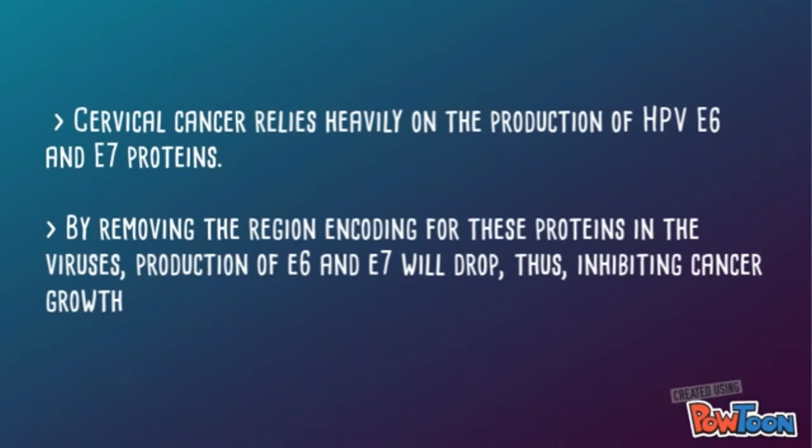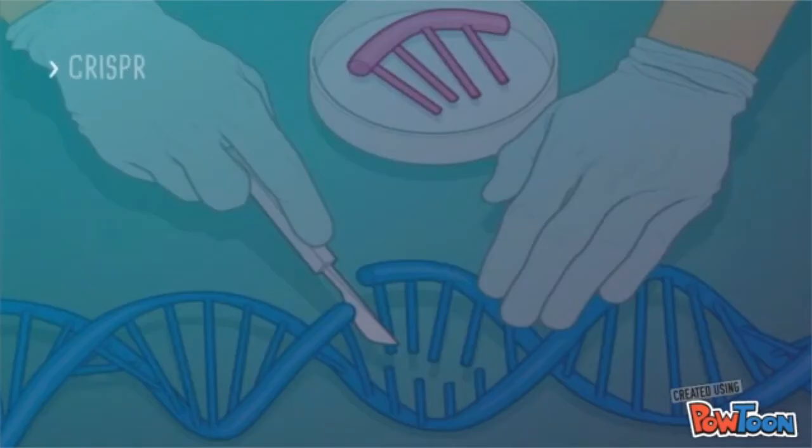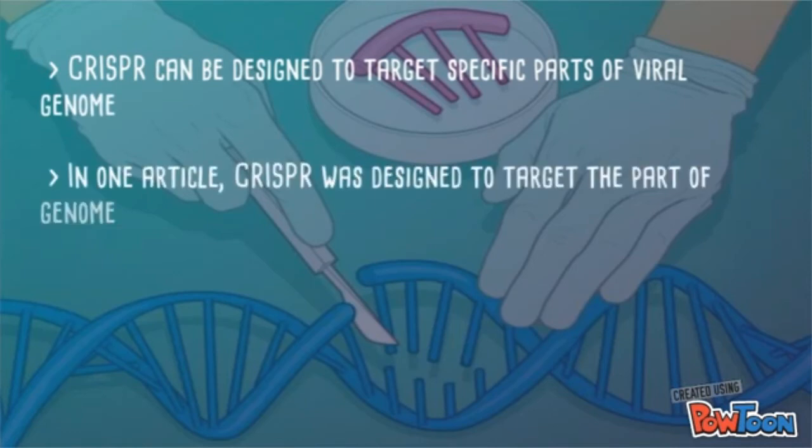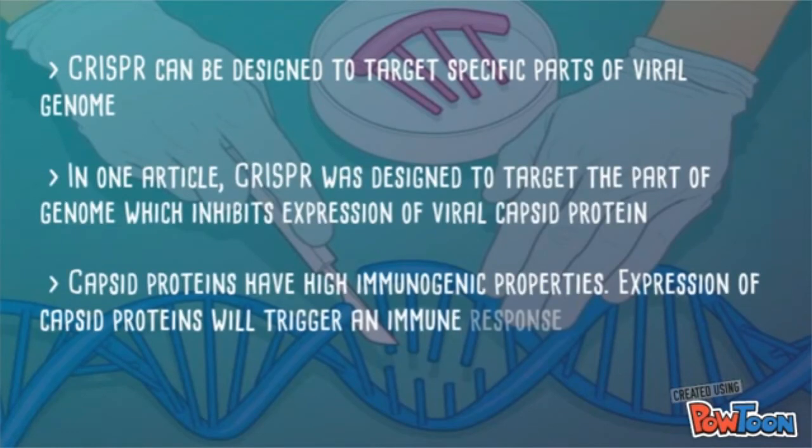Aside from targeting E6 and E7 genes, CRISPR-Cas9 can also be used to target other specific regions of a genome. One example would be targeting the gene which blocks the expression of viral capsid proteins, which are highly immunogenic. Hence, by allowing expression of viral capsid proteins, the host's immune system can be triggered, which will eventually lead to the annihilation of the virus.